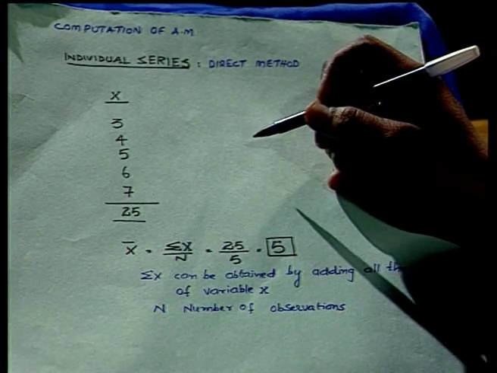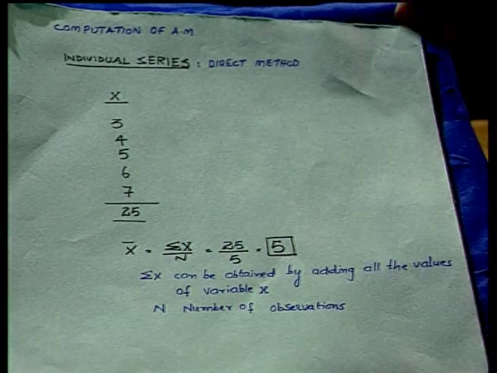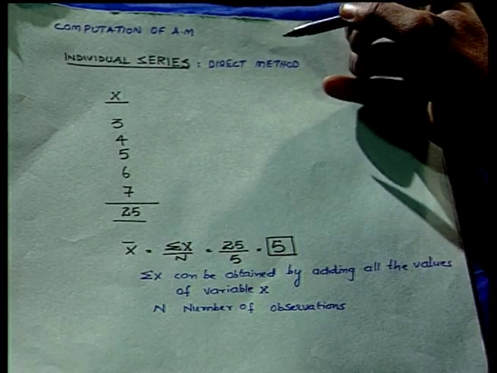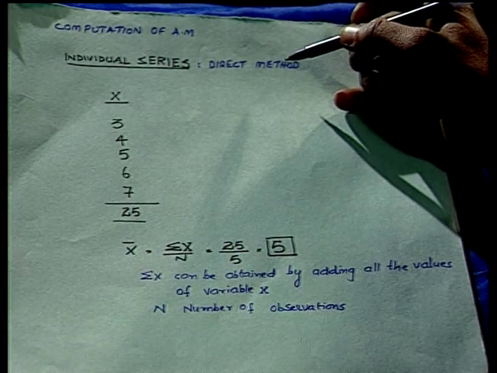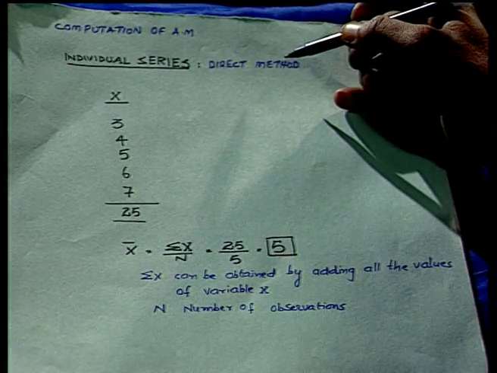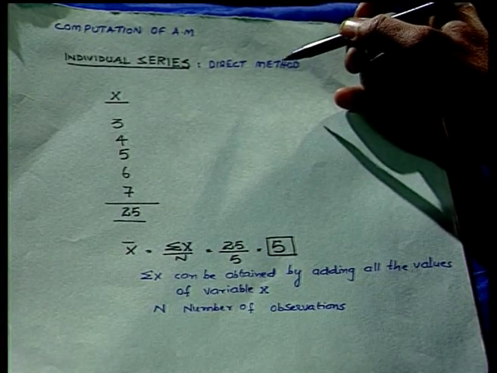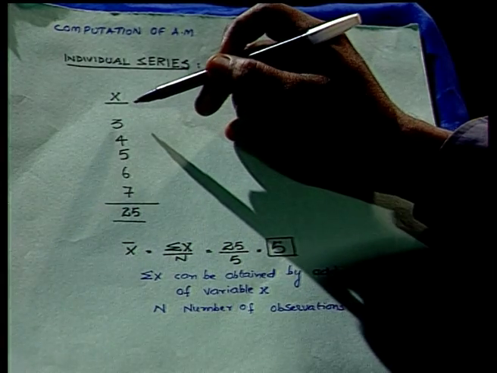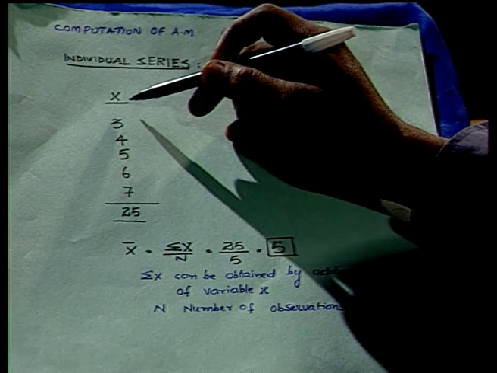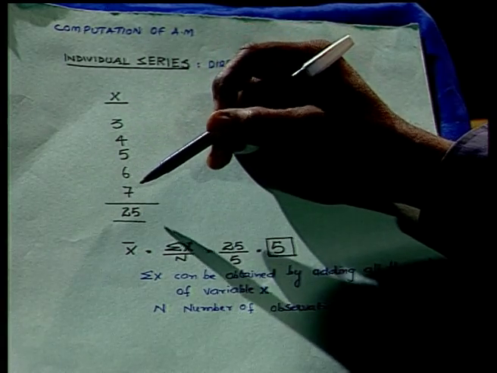The computation of arithmetic mean for individual series can be done either by using a direct method or a shortcut method. We will try to understand the computation of arithmetic mean for an individual series by using the direct method. We take a look at the example. Assume that the values of a variable x are 3, 4, 5, 6 and 7.